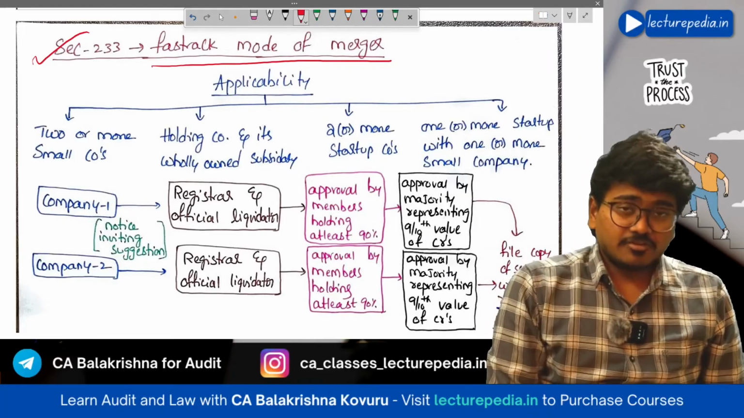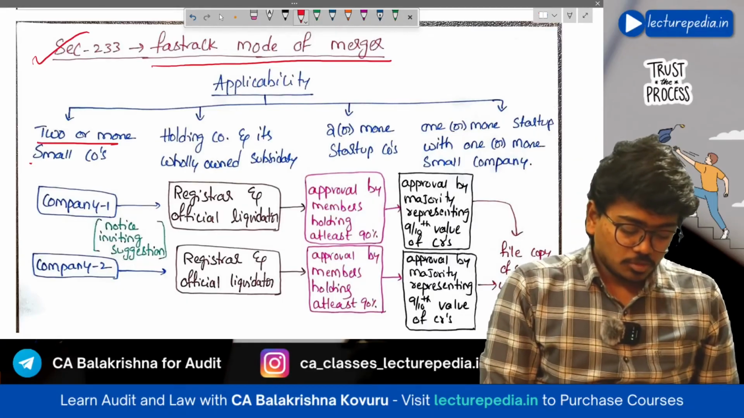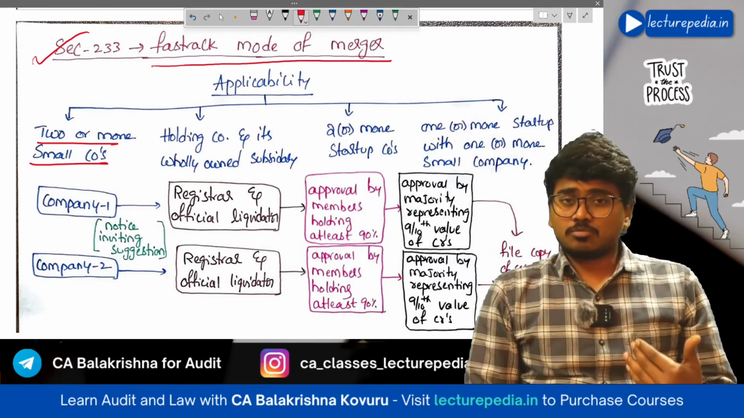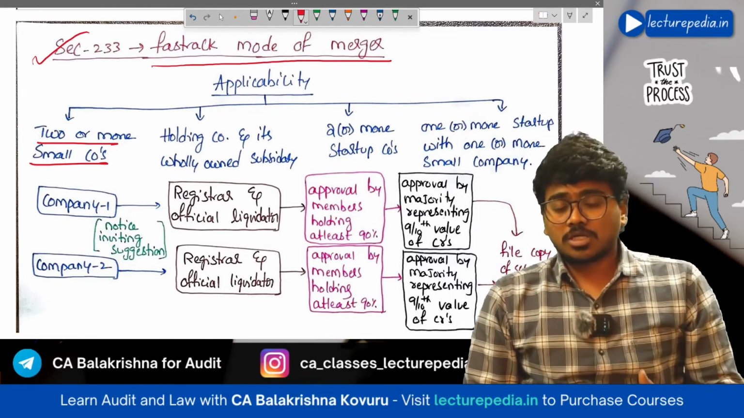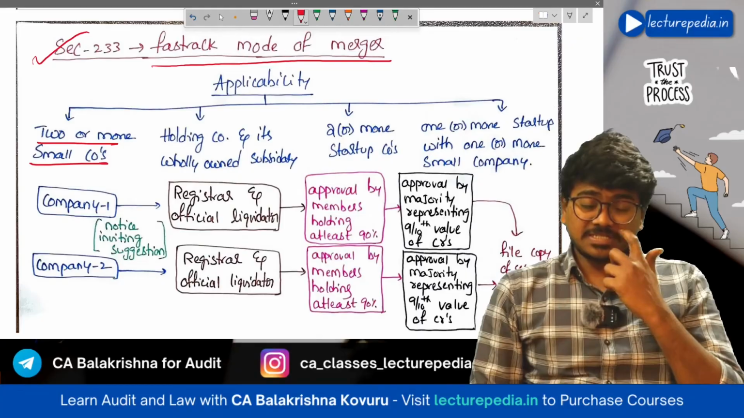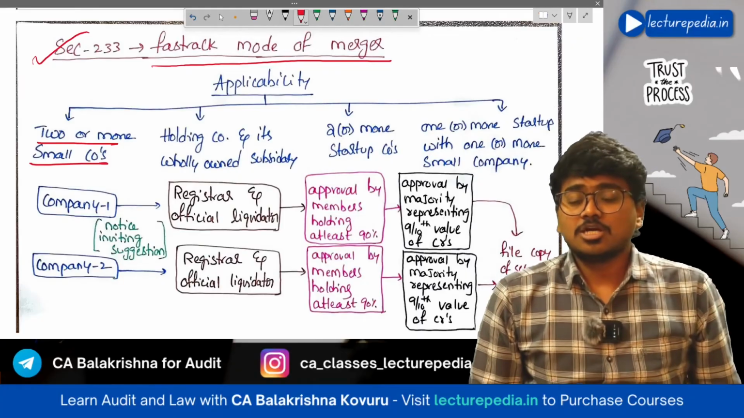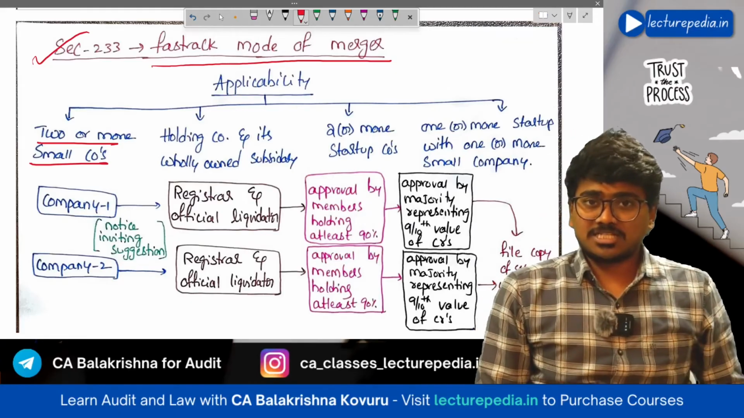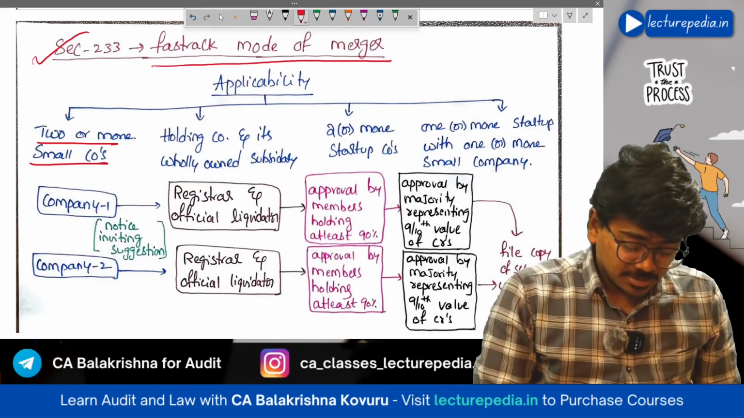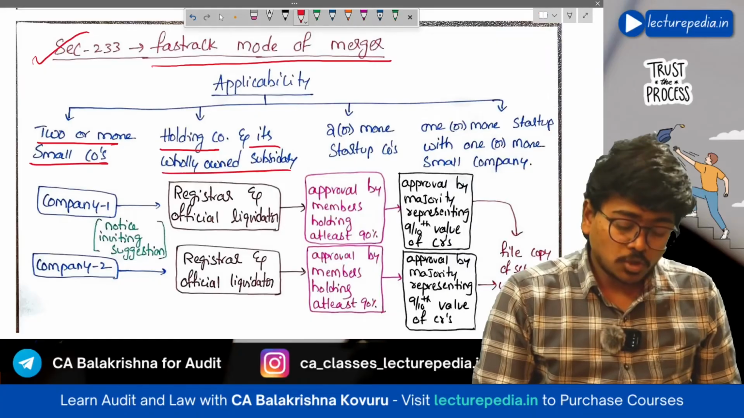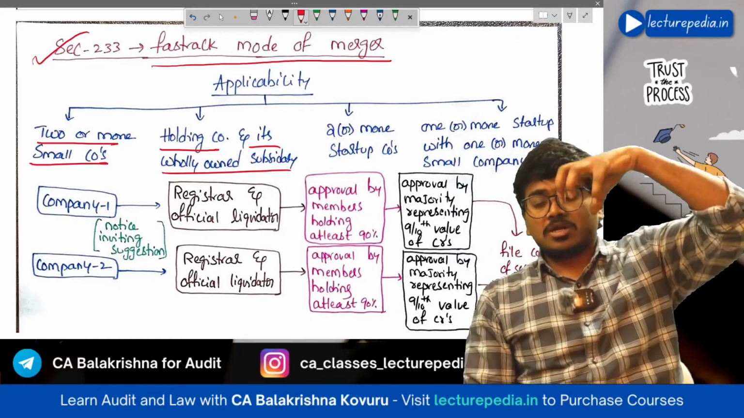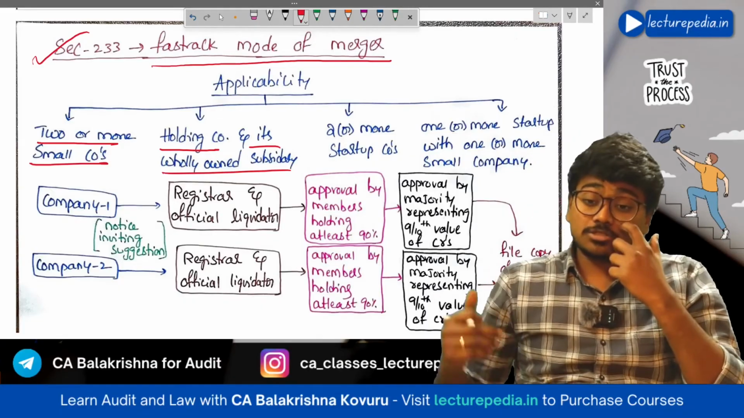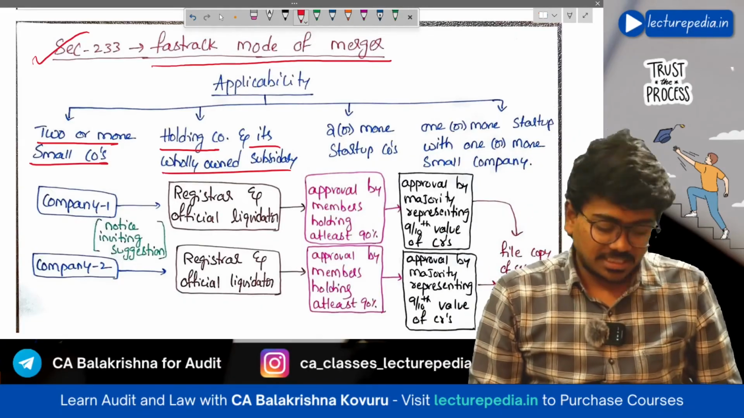First of all, if the merger is between two or more small companies. A small company means paid up share capital not more than 4 crores and turnover not more than 40 crores. In such a case, the company will be known as a small company. If the merger is between two or more small companies, you can follow this fast track mode of merger. Or the merger is between a holding company and its wholly owned subsidiary company. If the holding company is merging its wholly owned subsidiary company, then also you can follow this section 233.